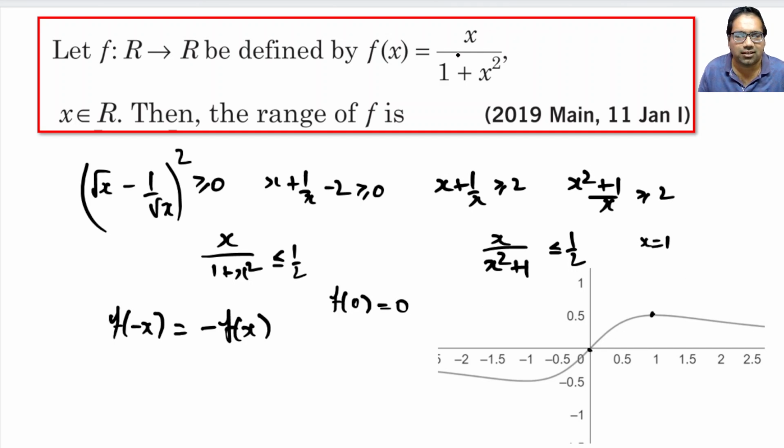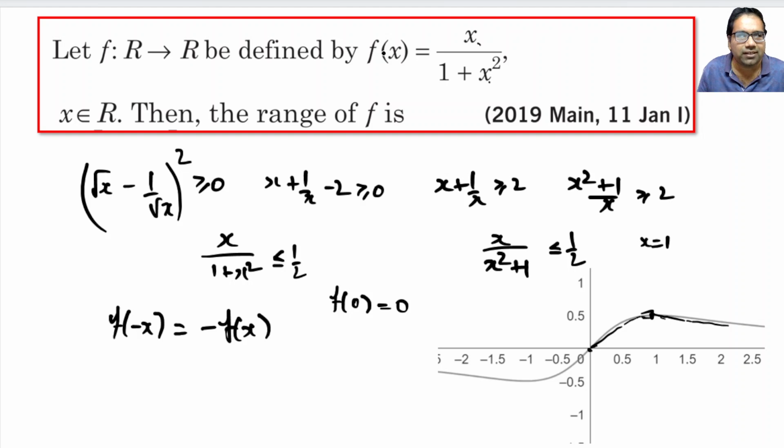For example, x is very large, let's say x is 100 or 1000 whatsoever. Then 1 plus x square will dominate x, right? So this fraction x by 1 plus x square will become smaller again. As x becomes large, the denominator will become large and this fraction will go smaller. So what does that mean? The graph of this function, starting from 0, can go up to 0.5 and will start reducing again. This is when x is positive. The graph will look like this.